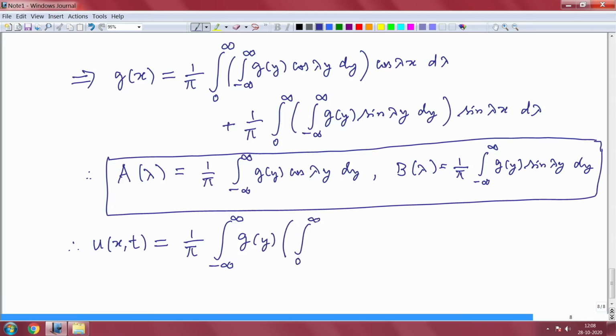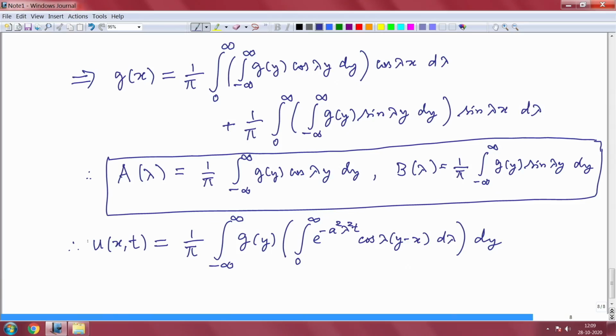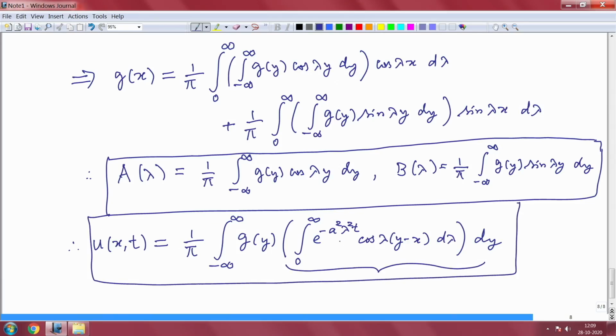Integral zero to infinity e to the minus a square lambda square t cosine of lambda times y minus x d lambda, and then there is dy. So this comes from substituting a lambda and b lambda in this expression, doing some computations and interchanging the integrals. If you look at the inner integral, there is no g at all; it involves only known functions, namely exponential and cosine. So there is a possibility of simplifying that integral. Now we concentrate on that integral.